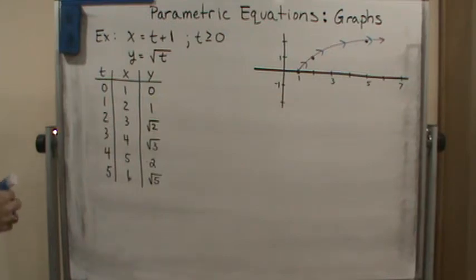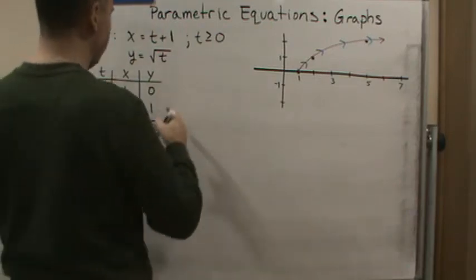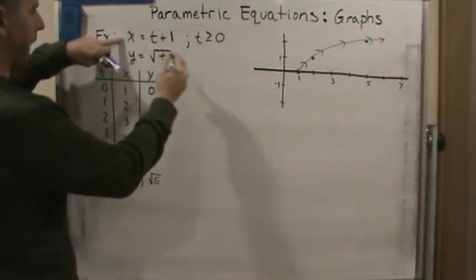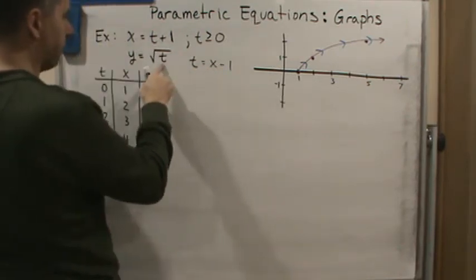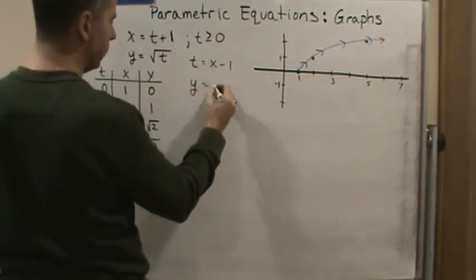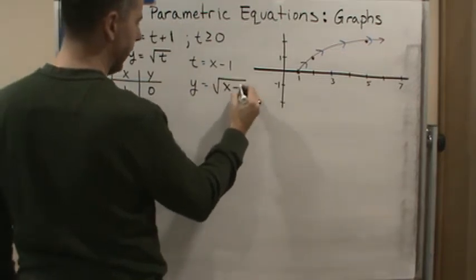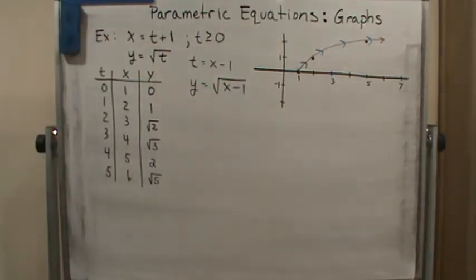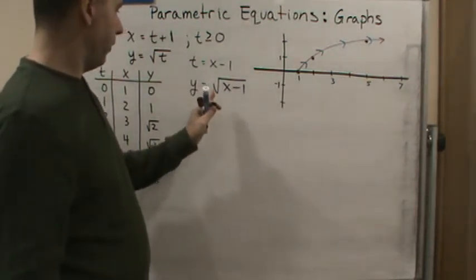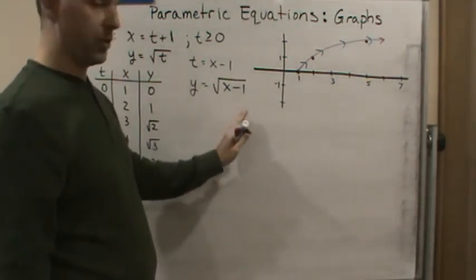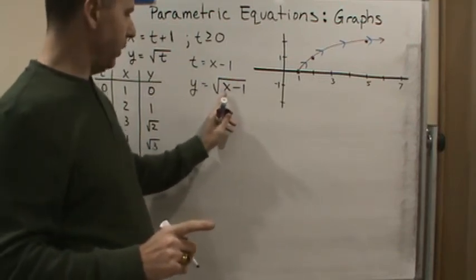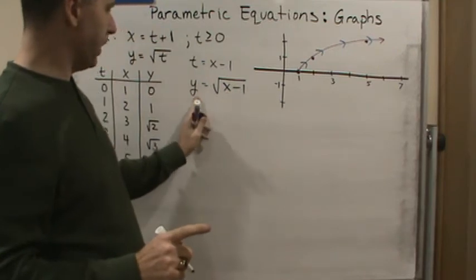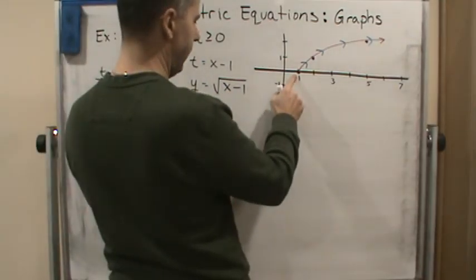Okay, now, what about the rectangular equation? Well, if you solve for t, in this case t equals x minus 1, and then plug it in here, you get y equals the square root of x minus 1. Well, if you plug in the values, obviously you can't have negative numbers under the radical, right? So the smallest that this can be is 0. So at x equals 1, you get y equals 0, right there.